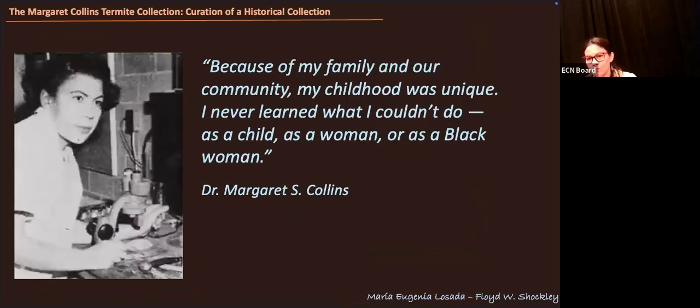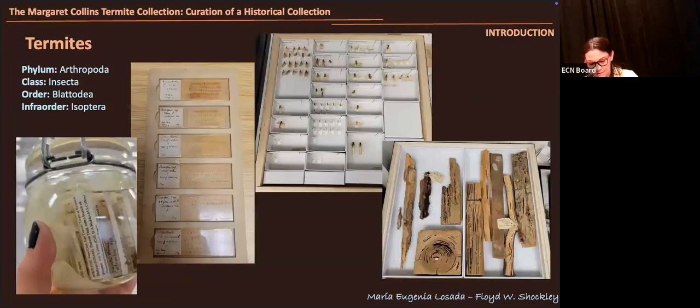One of the quotes from her that I like the most is this one: because of my family and our community, my childhood was unique. I never learned what I couldn't do as a child, as a woman, or as a Black woman. That inspired us to keep working forward on our projects or dreams, especially in my case, because I am a Latin woman, so that feels amazing.